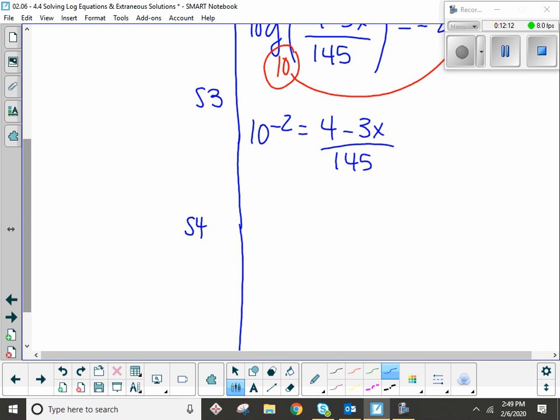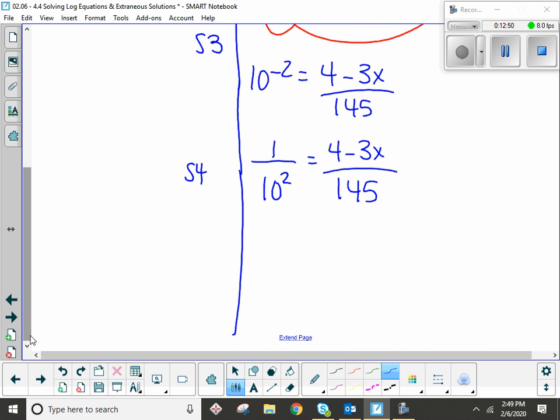Yep, I could take care of that negative exponent, right? I could flip it, make the exponent positive. What else could I do? Multiply both sides by 145. I think that's pretty much the best two things. So let's take care of the negative exponent first, since that was the first idea we had. So 10 to the -2 rewrites as 1 over 10 to the +2. So that's something. Let's do the times 145 now.